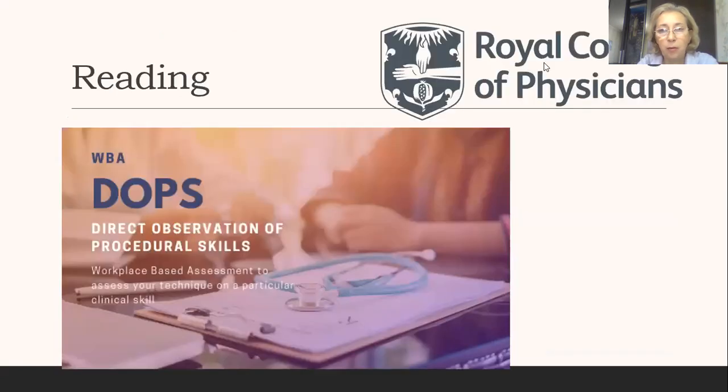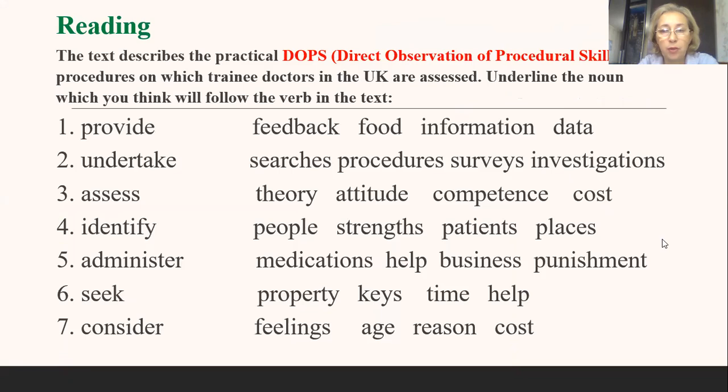And now we are going to read an article which is called DOPS, Direct Observation of Procedural Skills. There is some information in this article about the functions of the Royal College of Physicians. So RCP is the abbreviation for this college. Now, let us first look at the phrases and the words which are given here. The text that we are going to read describes the practical DOPS, direct observation of procedural skills, on which trainee doctors in the United Kingdom are assessed.